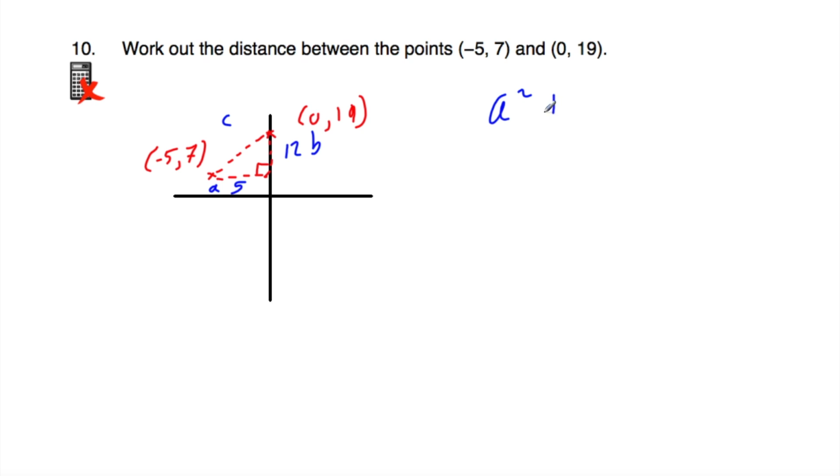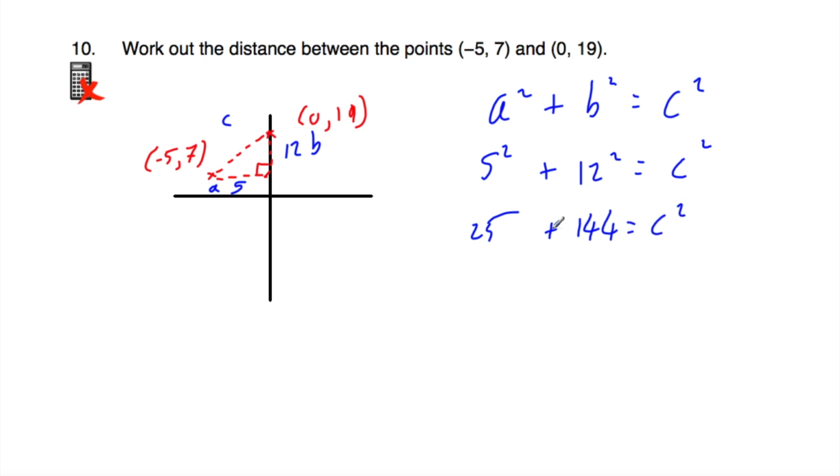So A squared plus B squared equals C squared. So A squared, that's going to be 5 squared, plus B squared, that's going to be 12 squared, equals C squared. So that's going to be whatever C is squared. 5 squared is 25, plus 12 squared, that's 144, equals C squared. 144 plus 25 is 169, equals C squared. Now if we turn that around, we get C squared equals 169.